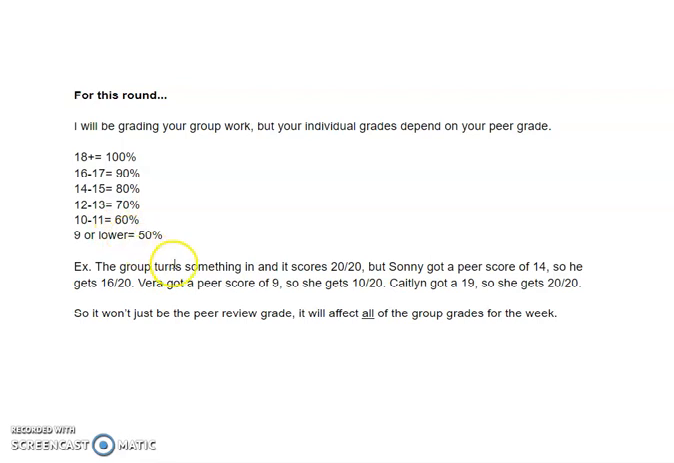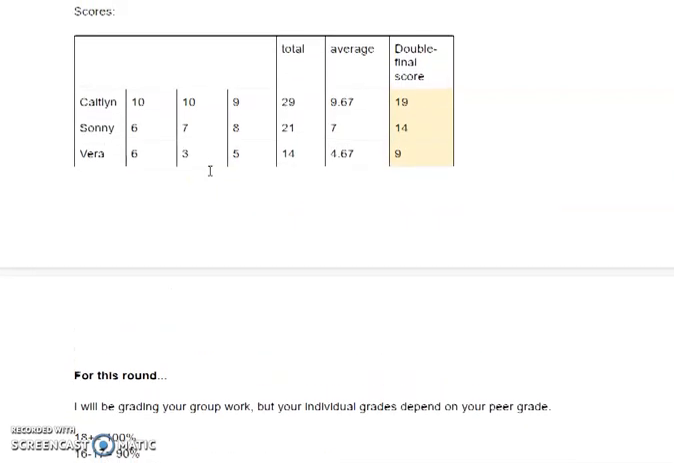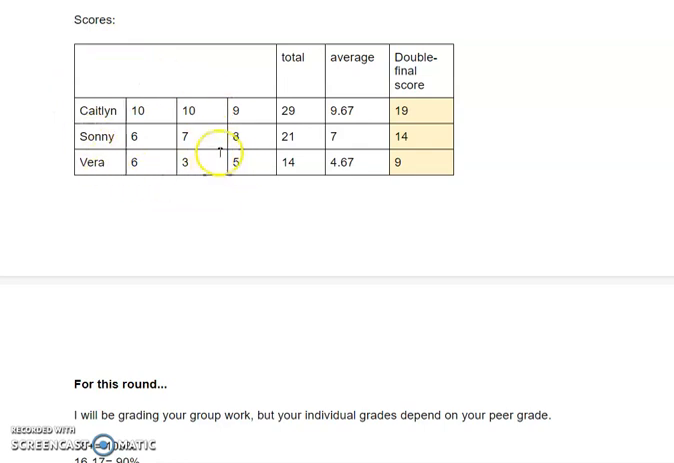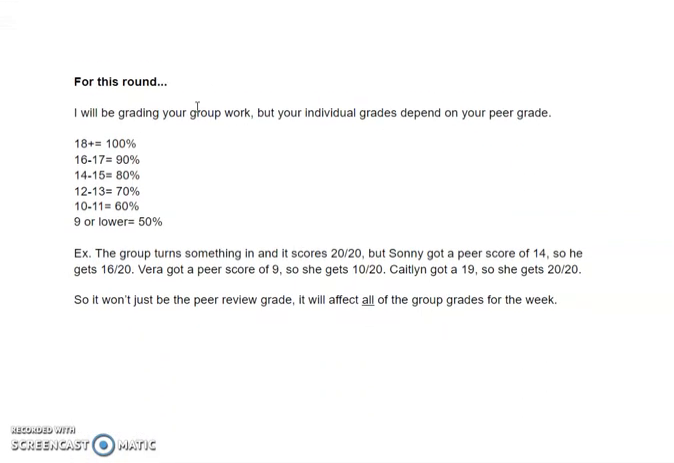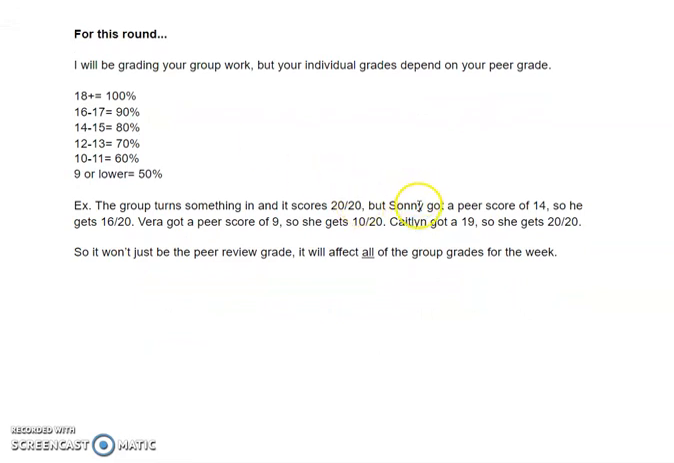For example, if this group with Caitlin, Sunny, and Vera were to turn in an assignment that was worth 20 points, and they scored 20 out of 20 on that assignment, whatever it was, a chart or a paragraph or an outline, the group score is 20 out of 20, but Sunny got a peer score of 14. So he's going to end up with a 16 out of 20, because a 14 is 80% of the score. Vera got a peer score of 9, so she's only going to get a 10 out of 20, right? Because a 9 or lower is 50%. Caitlin, on the other hand, got a 19. She was doing great, so she's going to get that full 20 out of 20.